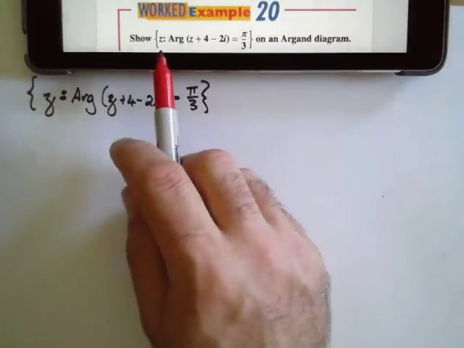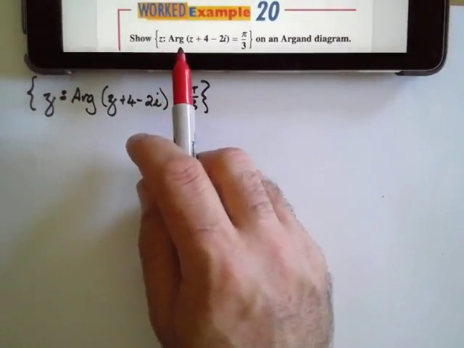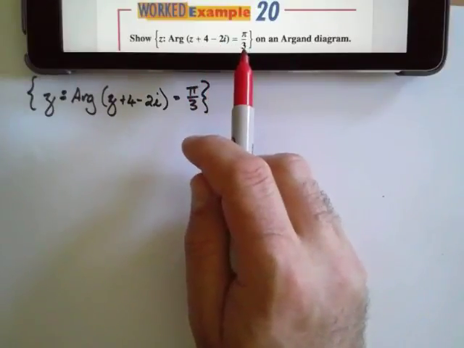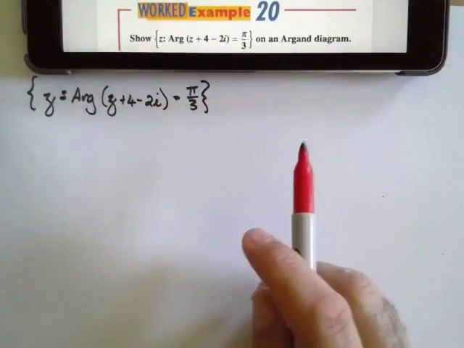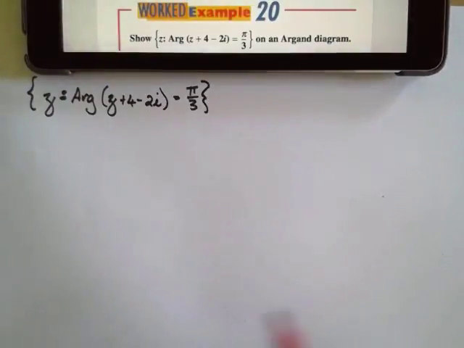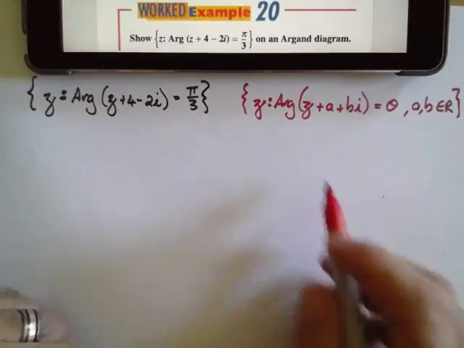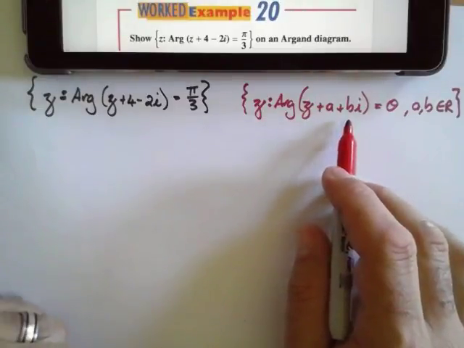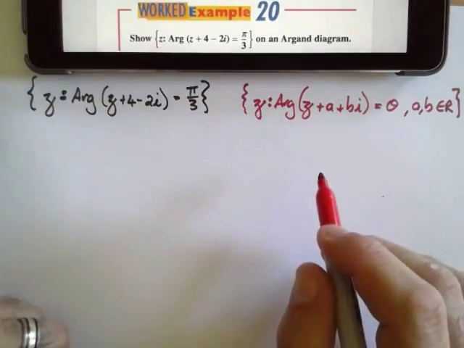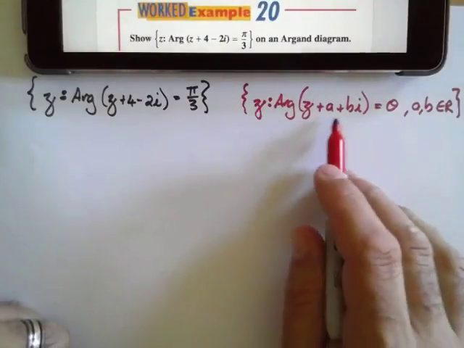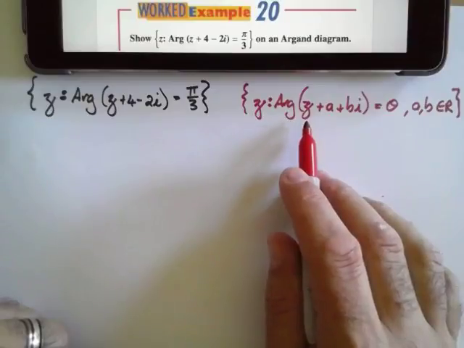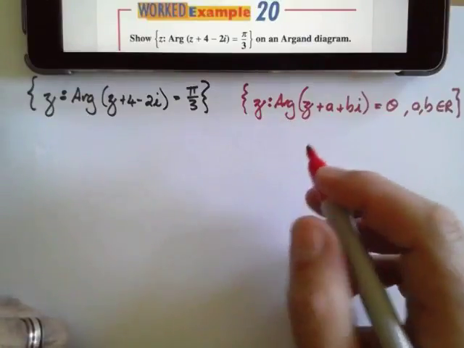Show z such that the argument of z plus 4 minus 2i equals pi over 3 on an Argand diagram. Now we're going to use the following principle. With this principle, if we assume that a and b are positive, just to get the rule, then we can do the following. We know that this is a translation of a normal Argand diagram, so of a normal ray.